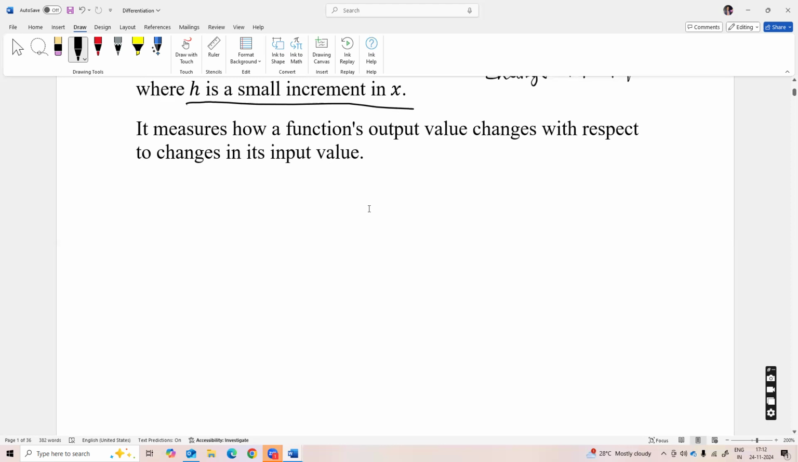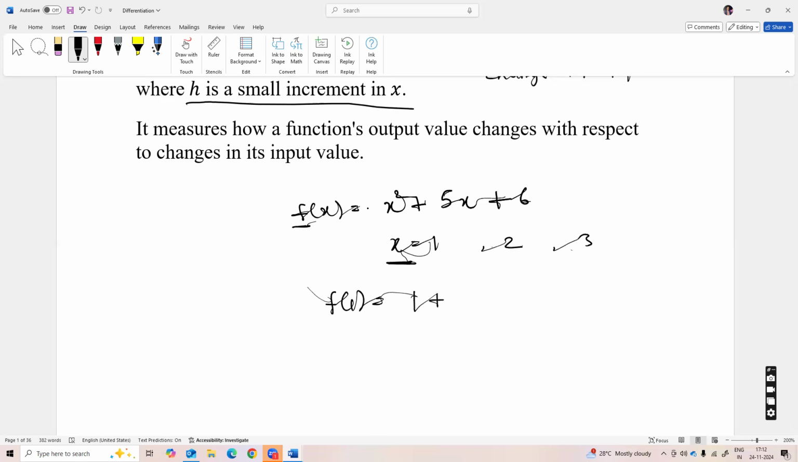So once again, I just wanted to tell you, if you have the function f of x equal to x square plus 5x plus 6, here the value of x can be 1, or 2, or 3. So this is the input value you are giving. For the given input value you are getting some output, like f of 1 is 1 square plus 5 into 1 plus 6, so it is 12. So this is the output value you are getting. For input value x equal to 1, you are getting output value 12.